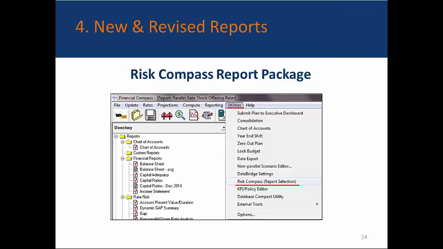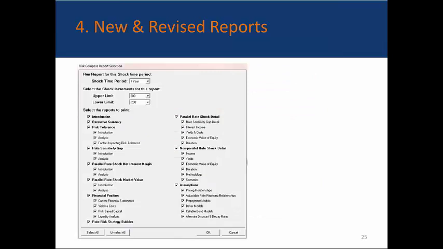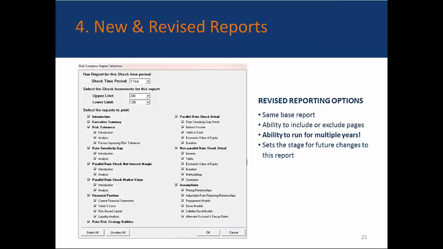But for this release, what we have done is made some minor tweaks to it. And what you will notice, if you click on Utilities and Risk Compass, you will get a new screen that pops up. Looks like there's a lot on here, but there's really not. Same base report, minor changes. You'll notice that economic value of equity terminology has been changed, for example. But one of the bigger changes is we've given you the ability to select which reports to print.